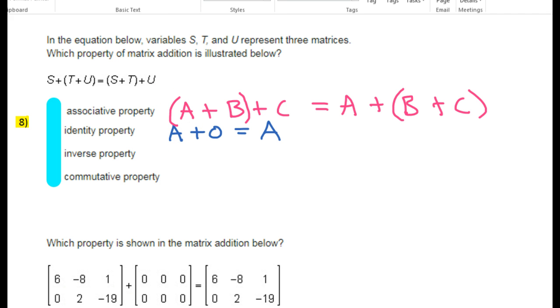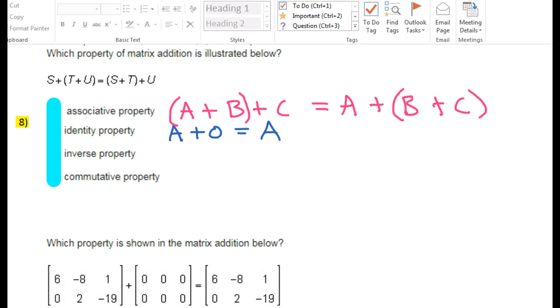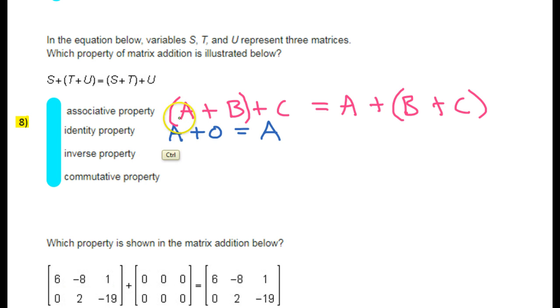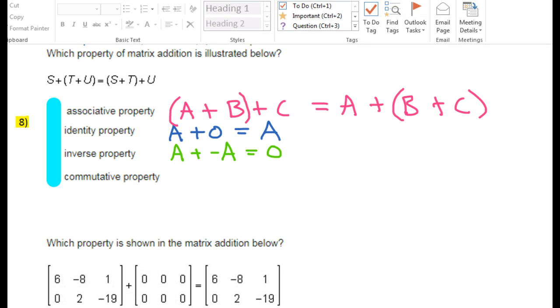Okay, inverse property. When you think about inverse property, you should think about things sort of canceling out. So, for example, if I have matrix A plus the opposite of matrix A, that equals 0. That would be the inverse property of addition. Okay, and then finally the commutative property.